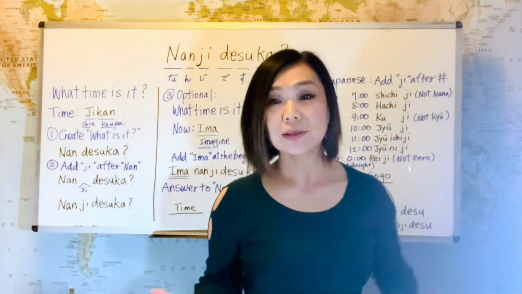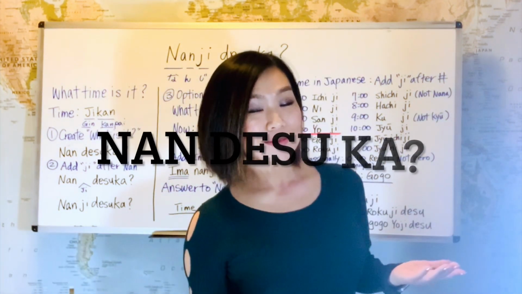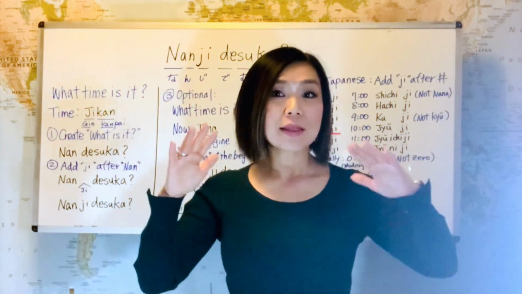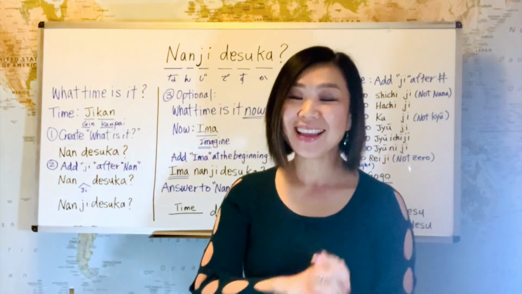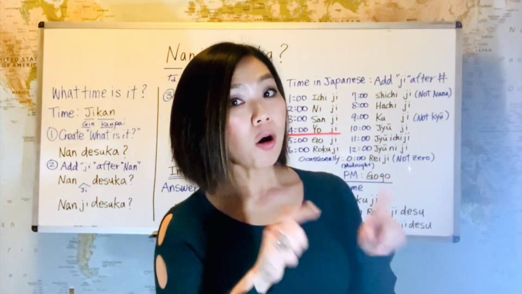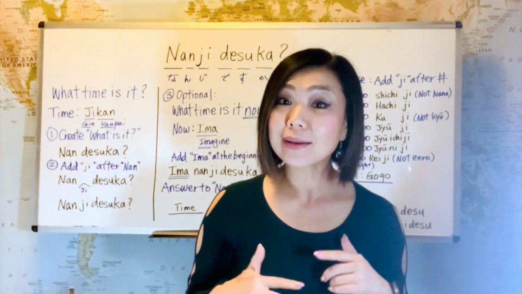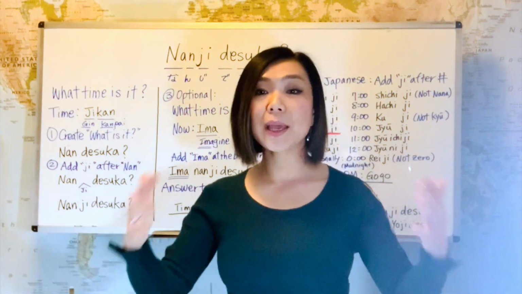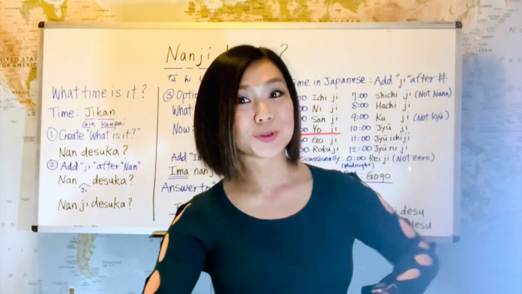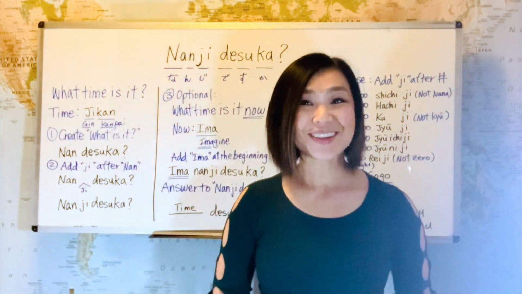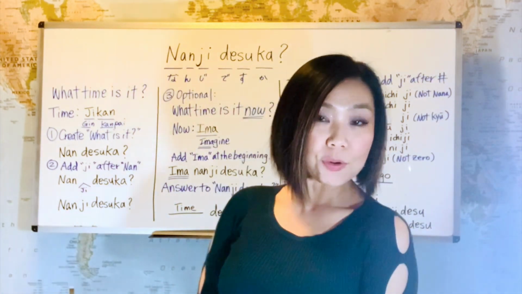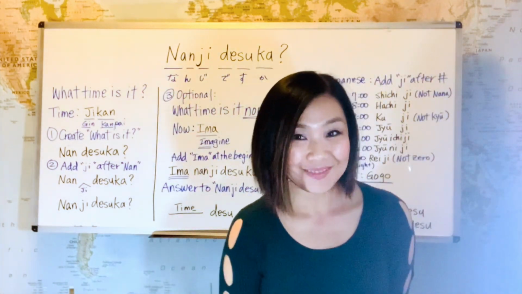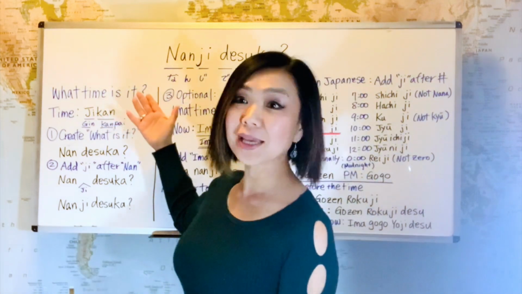On our last lesson, we learned "nan desu ka," which means what is it? Remember, it's based on this is a pen, right? If you still haven't checked it out, go check out my last video right now before watching this lesson, because today's lesson is based on "nan desu ka." So let's get started. Today, we're going to learn "nanji desu ka?" which means what time is it?